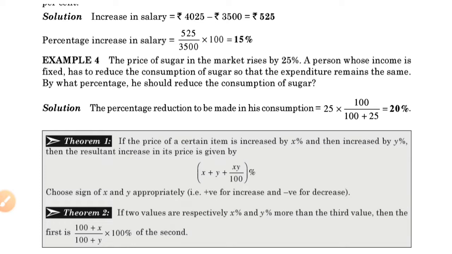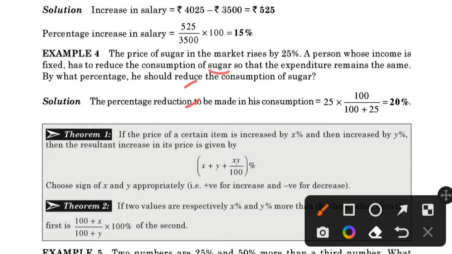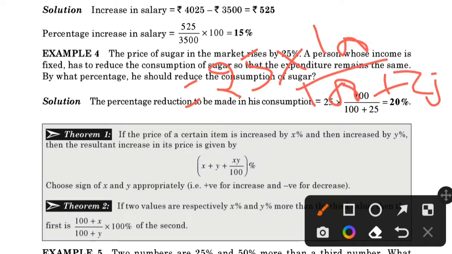So now in the market, sugar prices rise by 25%, but the income of that person is constant and does not change, and he wants to reduce the consumption of sugar because his income has not changed. So by what percent should he reduce the consumption of sugar? For that we use the reduction percentage formula. We write 25 and multiply it by 100 over 100 plus 25. So we get 20%.